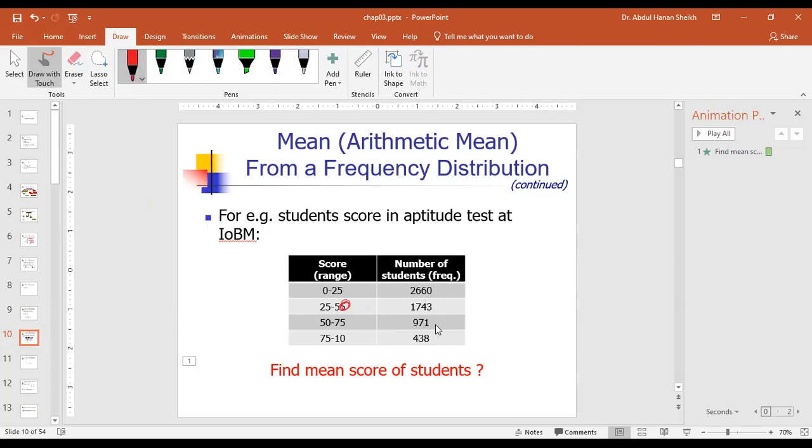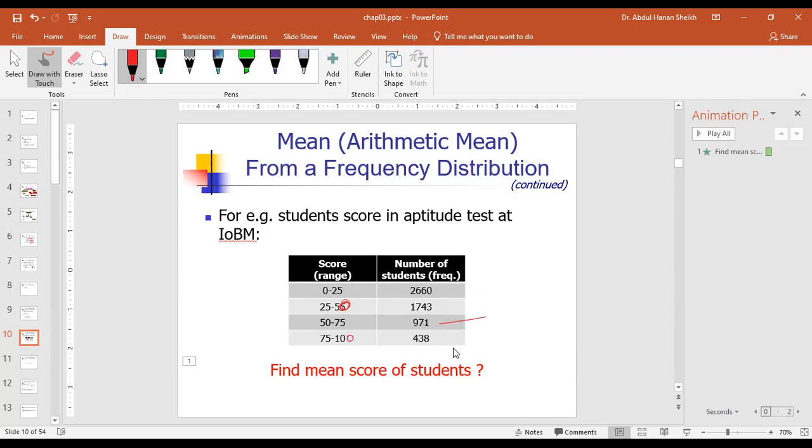And this number of students have a score between 50 and 75. Again, there are many possibilities: how many have 51, 52, 53, 54, and so on. So the sum of all those students having a score between 50 and 75 is 971. And this is the sum of all those students whose score is between 75 and 100. Too many typos. Okay? So this is group data.